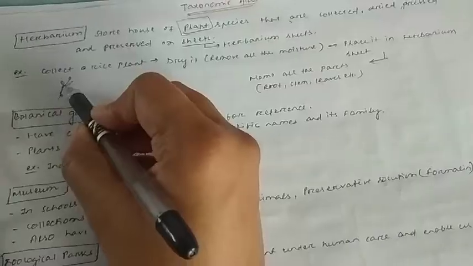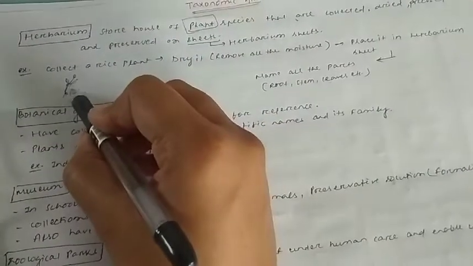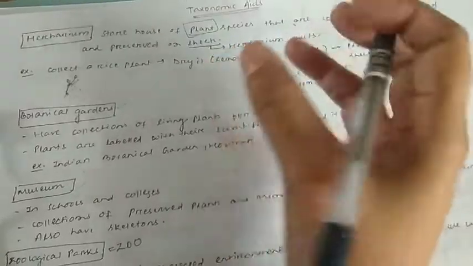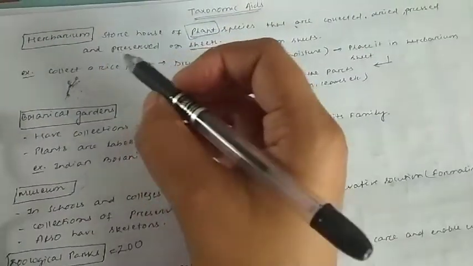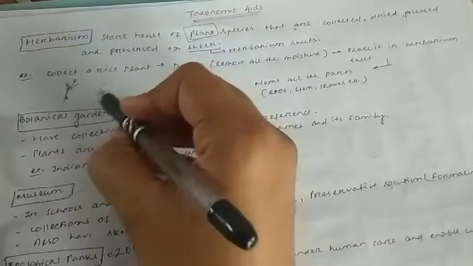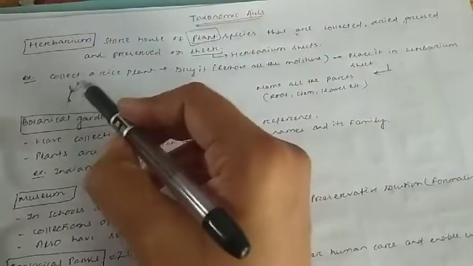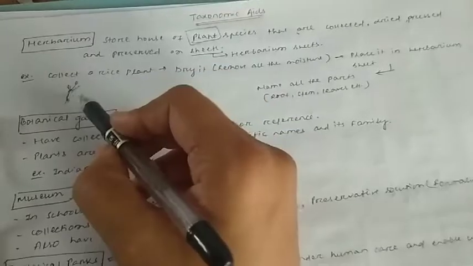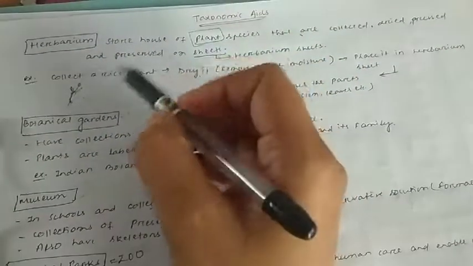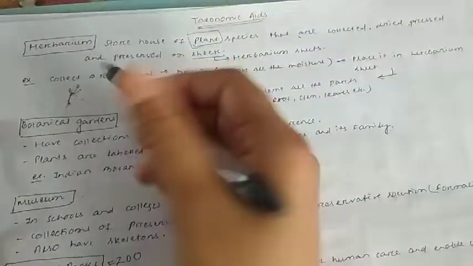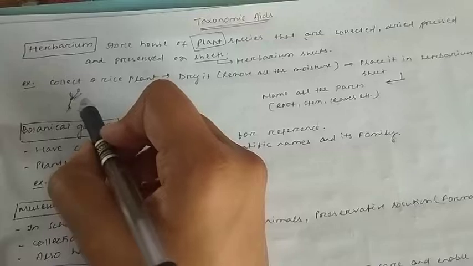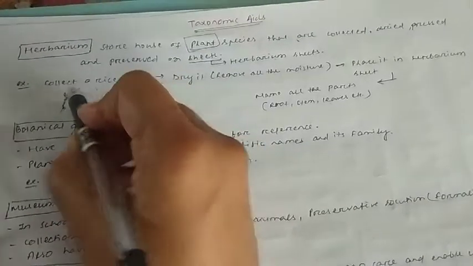After that, what we have to do, you have to dry this particular plant. You have to evaporate all the moisture contained in it. Otherwise, this moisture will allow fungus and yeast to grow on it, and this can decay the plant. So we remove all the moisture first. You can dry it under the sun, or you can press it under your books or whatever. After that, you place it on a herbarium sheet.